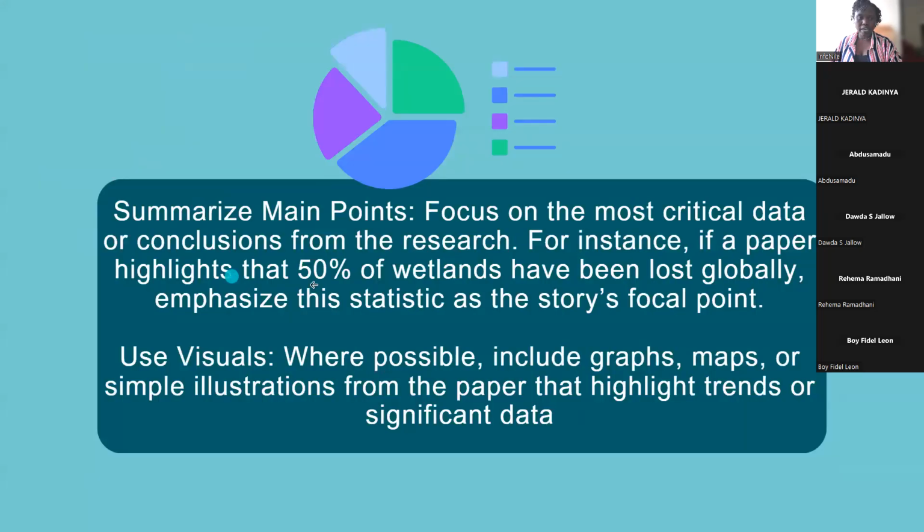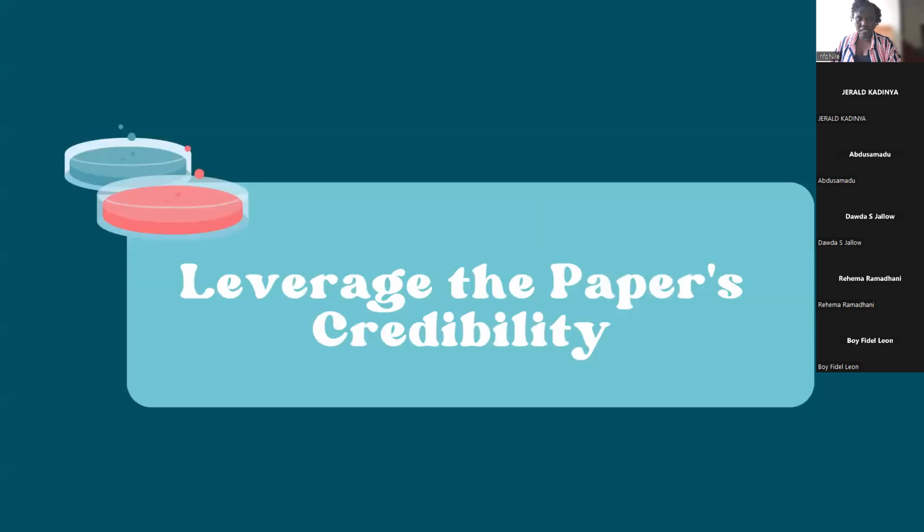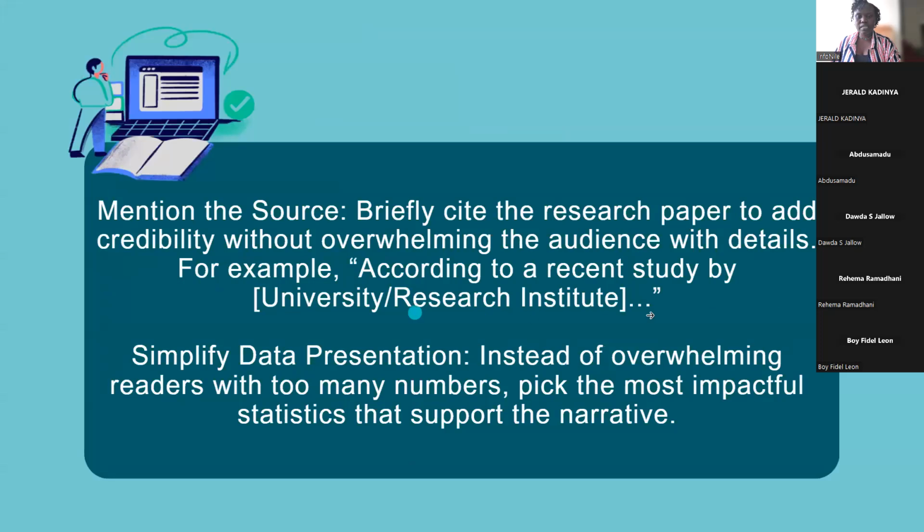Remember when we were talking about, for instance, highlighting that 50% of wetlands have been lost globally? When you're saying something like that, this is where it comes in. According to a recent study by University of this or Research Institute, or you can even use a paper from a popular organization if you've got it there. For example, according to a recent study by IUCN, wetlands are now critically endangered in South Sudan, or the Sudd wetlands, something like that. It captures attention and it brings credibility to what you're trying to say.